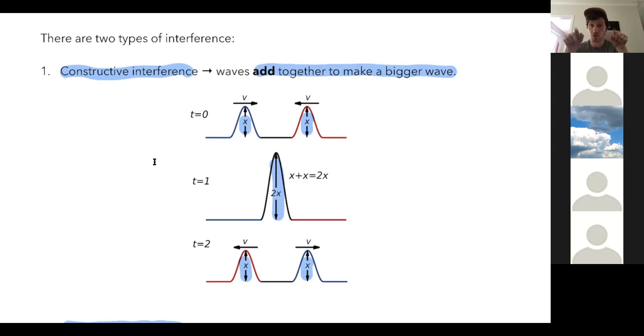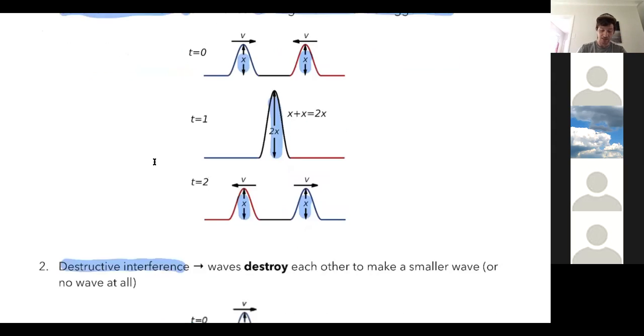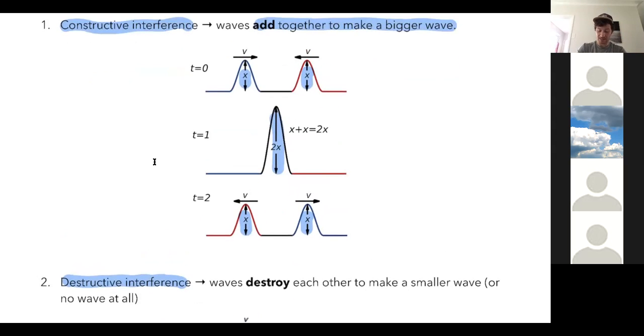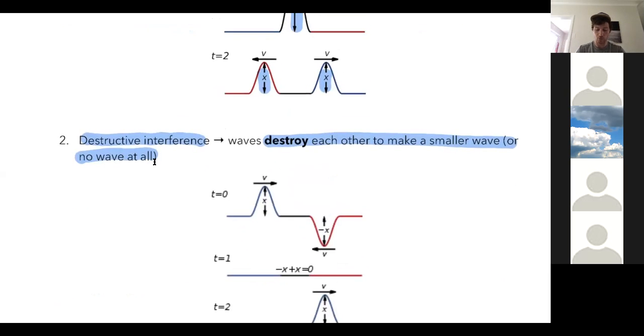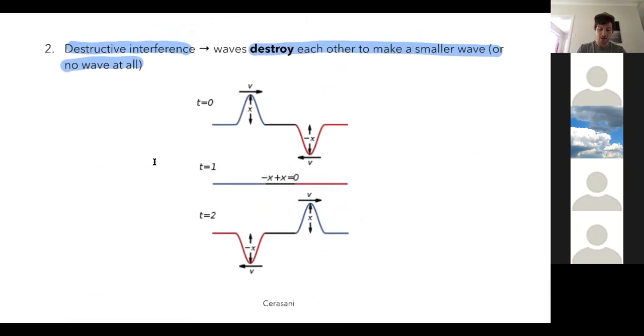Those wave pulses are both up, so they add together, okay? But destructive interference is exactly the opposite. They destroy each other to make either a smaller wave or no wave at all if they're perfectly equal. So exactly the same idea. We have X, but negative X because we've got opposite waves. So when they meet each other, you get nothing, but then the waves keep on carrying through, right?